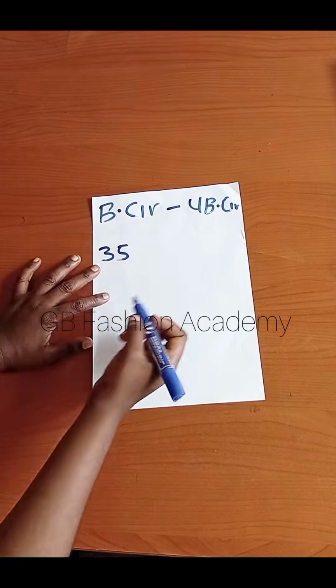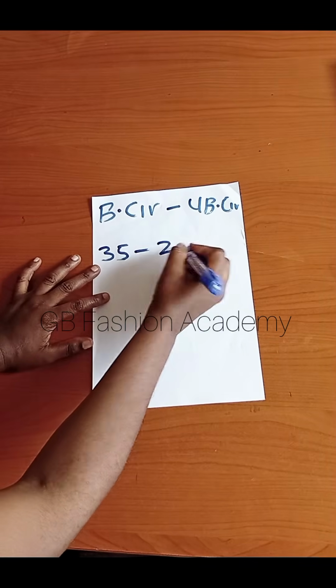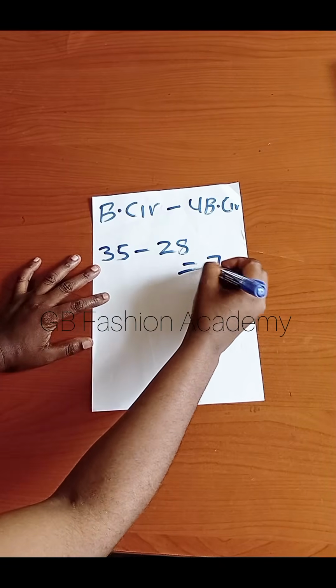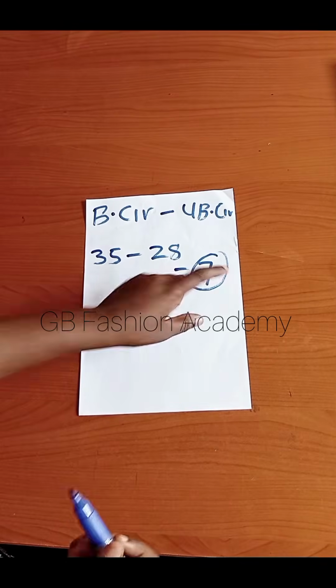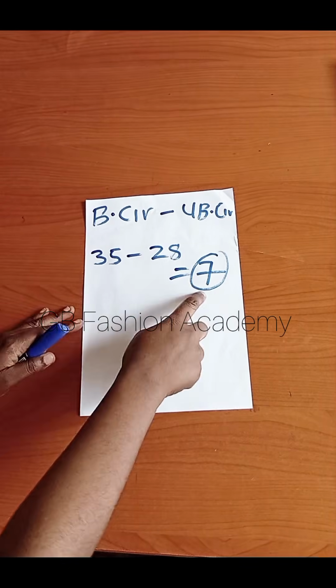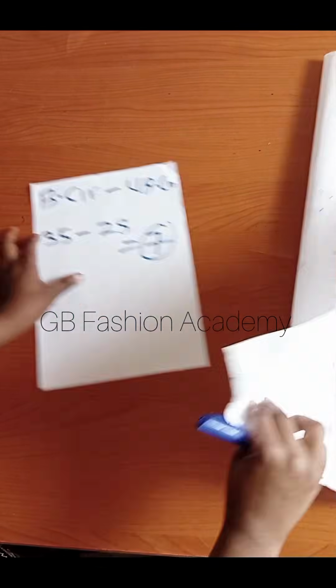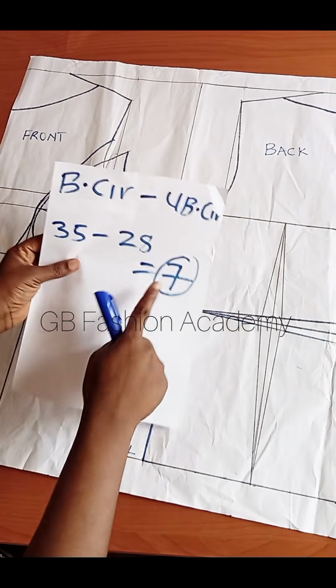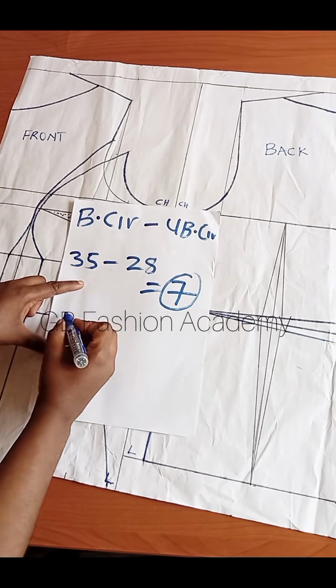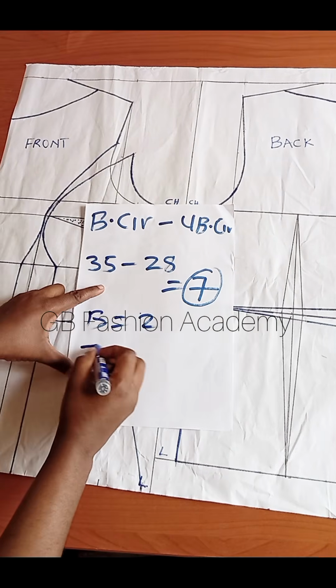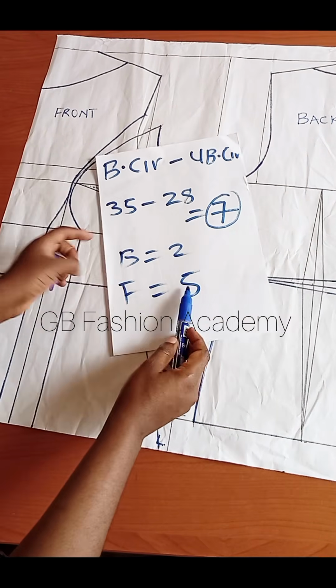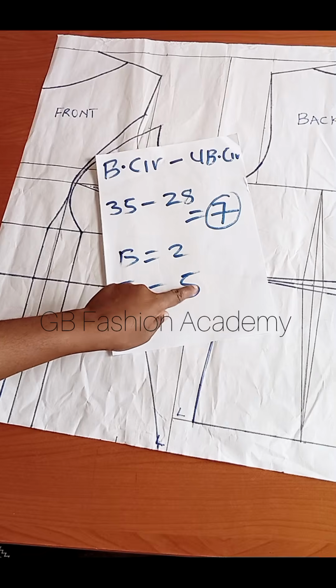So my bust circumference is 35 minus my underbust, which is 28, giving me 7 inches. So this 7 inches is the dart intake I need to take for both the front and the back. I divide the 7 inches between the front and the back. For the back, I use 2 inches, which is the basic one we normally use. For the front, I use 5 inches.